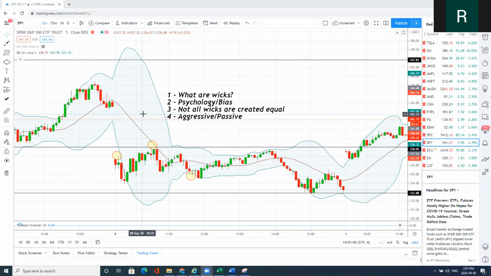So why is that important? Why does that mean anything? Well, wicks represent traps. They represent when people were trying to buy the breakout or short the breakout and price reversed on them. In this example, it's clear that at the open, the bulls wanted to break through this high and continue moving in the bullish direction. However, they bought the breakout and immediately got shut down.